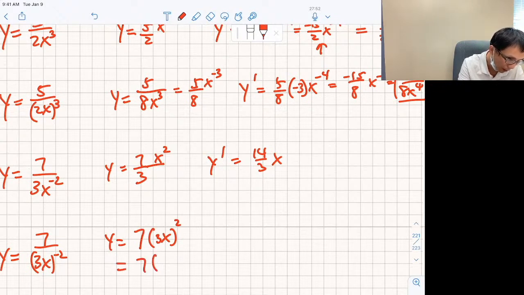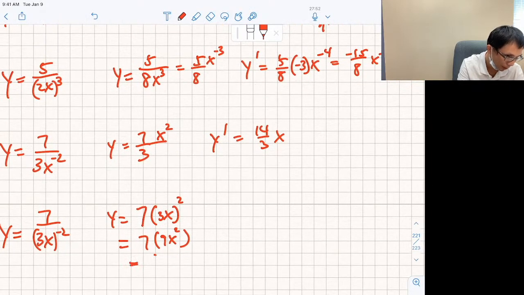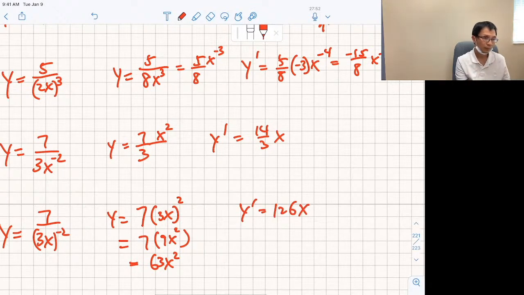It will be 7 times 9x squared, because now it's distributed, it's going to be 9x squared. Then 63x squared. So now y prime is just going to be 126x. Wow. So that parenthesis is very fine print. Just like I told you, parenthesis is like a space bar on your keyboard. If you write an article without a space bar, that doesn't make sense. It's just a bunch of letters connected together. So you have to understand where the heck the parentheses are.